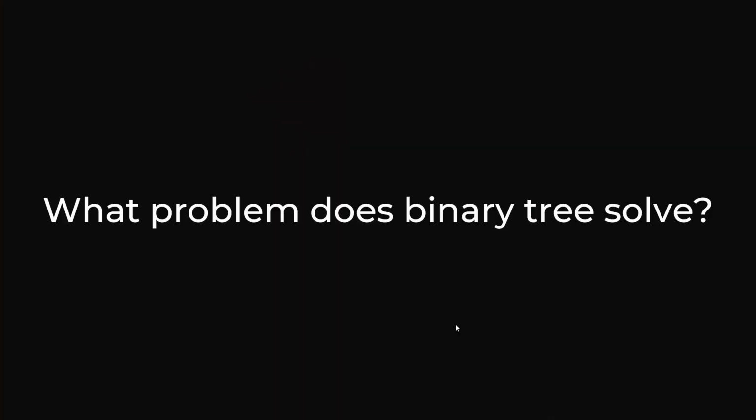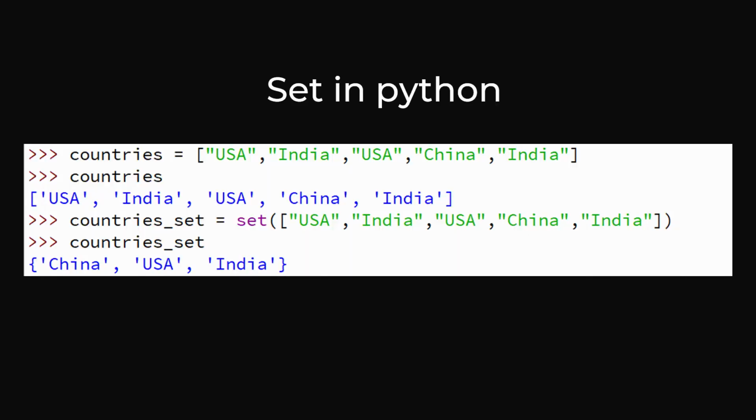Let's get started. First, we need to understand what kind of problem a binary tree solves. In many programming languages such as Python, there is this thing called a set, and a set is more like a list. The only difference is that when you insert elements in the set, it makes sure those elements stay unique.